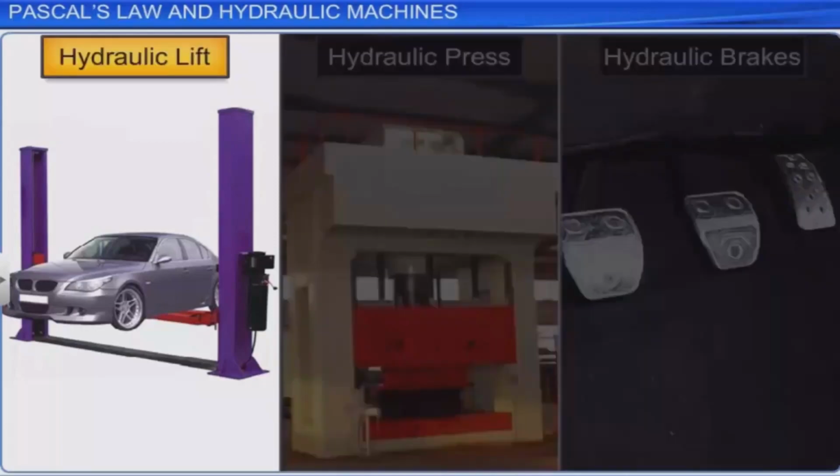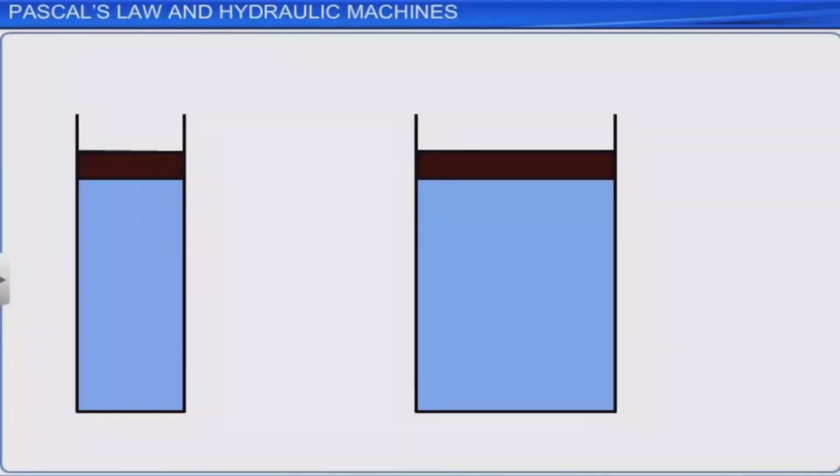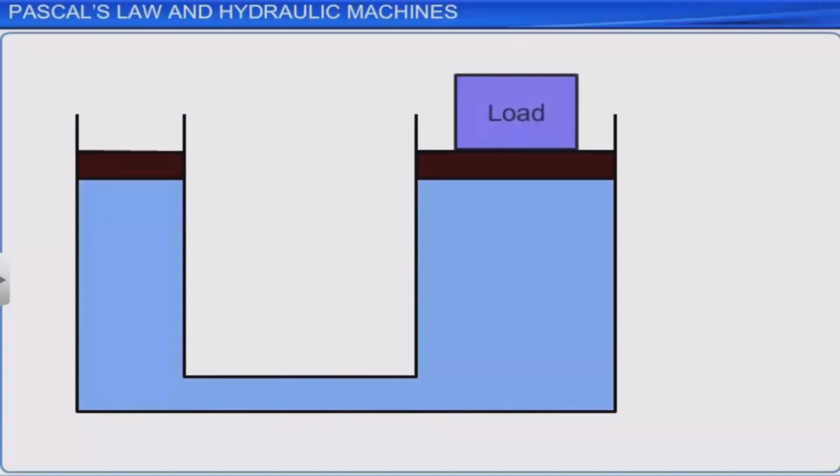A hydraulic lift is used to lift or support heavy objects. It consists of two cylinders fitted with airtight pistons of varying cross-sectional areas. The two cylinders are connected to each other with a horizontal pipe, where the container is filled with an incompressible liquid. The load to be lifted is placed on the piston of larger cross-sectional area.